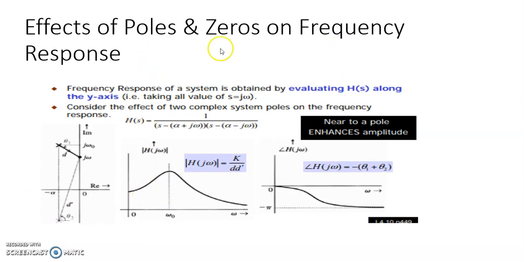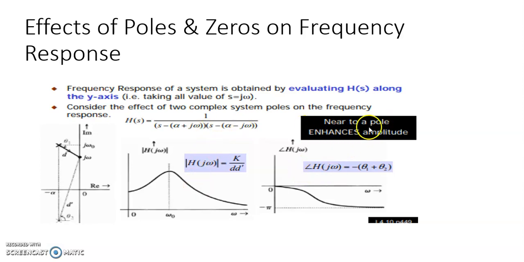So how is the frequency response affected by the position of poles and zeros? You're going to notice that the frequency response is obtained by evaluating the value of the transfer function along the y-axis, that is taking s equal to j omega. Whenever I am talking about the frequency response, if it's in the form of Fourier, I need to replace s by j omega. If it is in the form of z transform, you need to replace z by e to the power j omega.